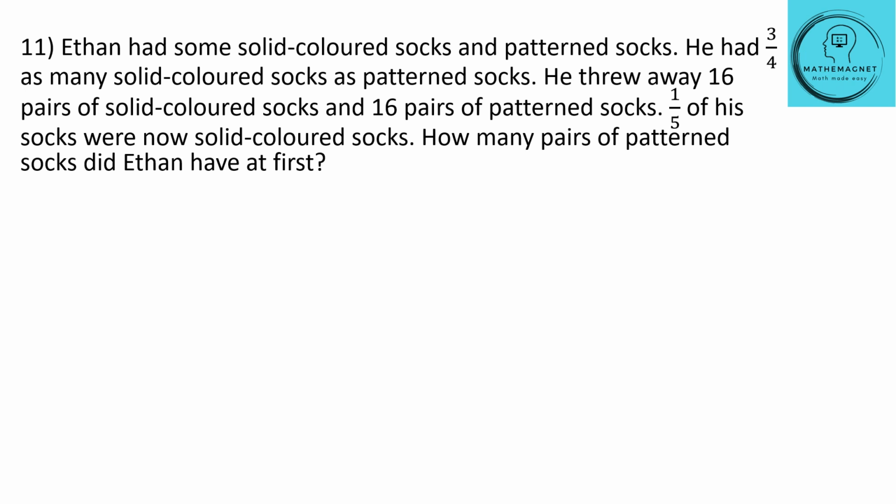Now we know Ethan had some number of solid color socks and some number of patterned socks. In that, the ratio was he had 3 by 4 as many solid color socks as patterned socks. So which means Ethan had 3 units of solid color socks and 4 units of patterned socks. So this will be your before model. Solid color socks was 3 units and patterned was 4 units. Now he threw away 16 pairs of solid color socks and 16 pairs of pattern socks. So from this 3 units he has thrown away 16 and from this 4 units he has thrown away 16.